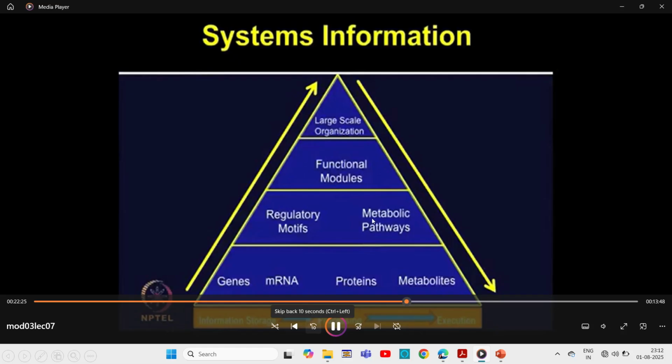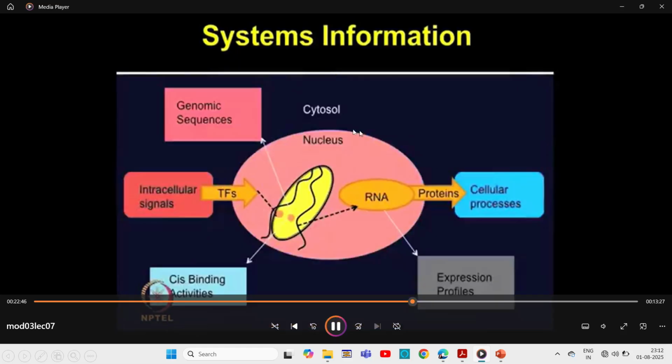Each and every section of the cell has different regulatory motifs, and inside that there are different components. For example, this is in the nucleus, this is in the cytoplasm, etc. So it depends on how you want to use this specific system information. This is what we just dealt with. Basically, they are interacting with each and everything.